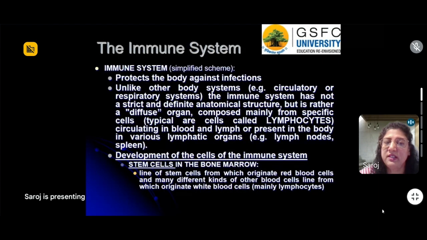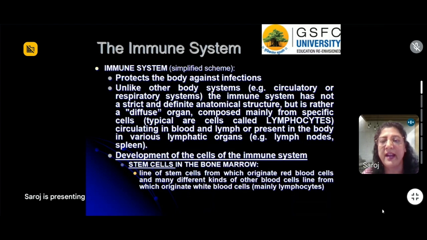Talking about the immune system, we know that it is protecting our body against infection. But unlike other systems, for example, you have the circulatory system, which is a very defined system. You have the respiratory system. Again, it is very defined in terms of its anatomical structure. You can actually pinpoint where exactly your circulatory system is, where exactly your respiratory system is.